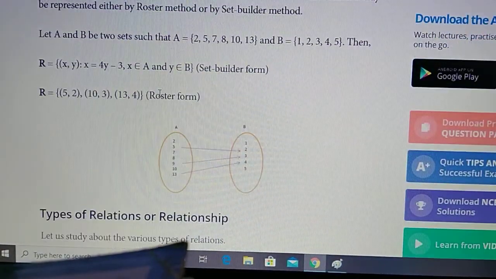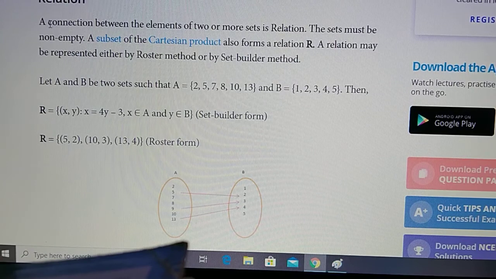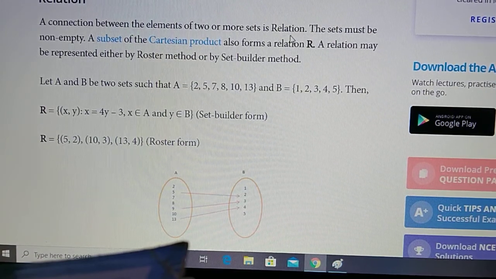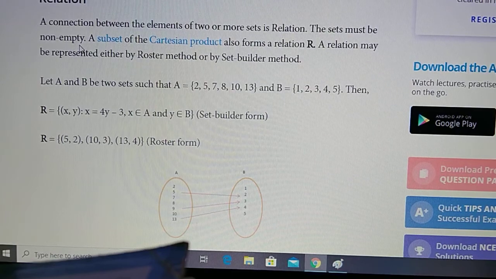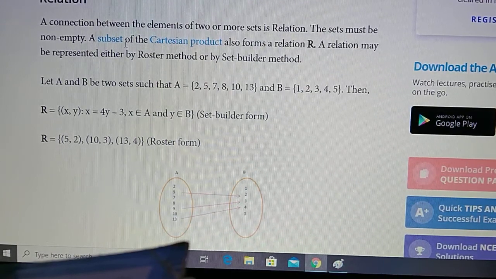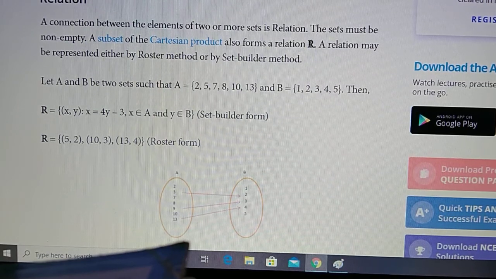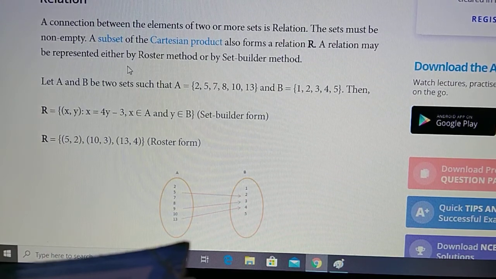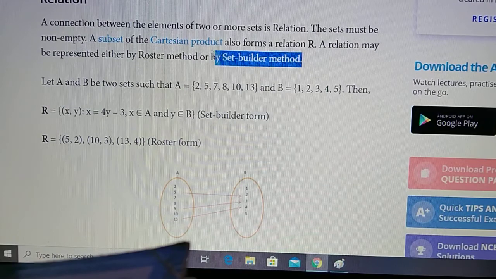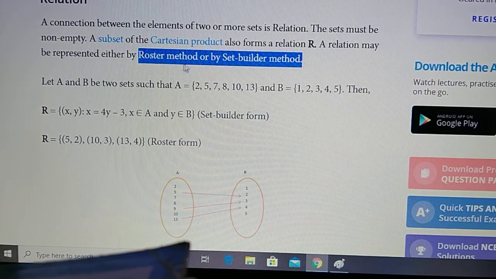As we just discussed, a relation is a collection between the elements of two or more sets, a combination of two things. The sets must be non-empty, meaning they must have something. A subset of the Cartesian product also forms a relation, which is basically denoted by a capital R. A relation may be represented either by the roster method or by the set builder form. These are two very important points.